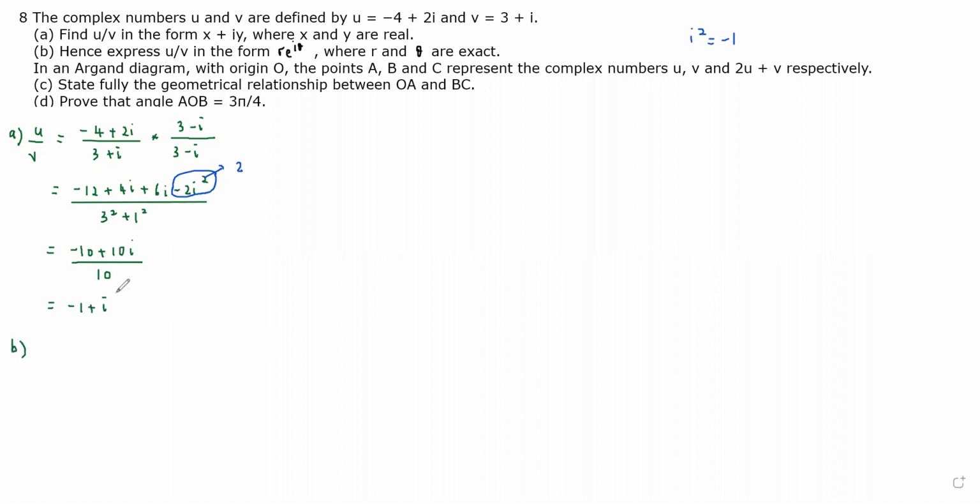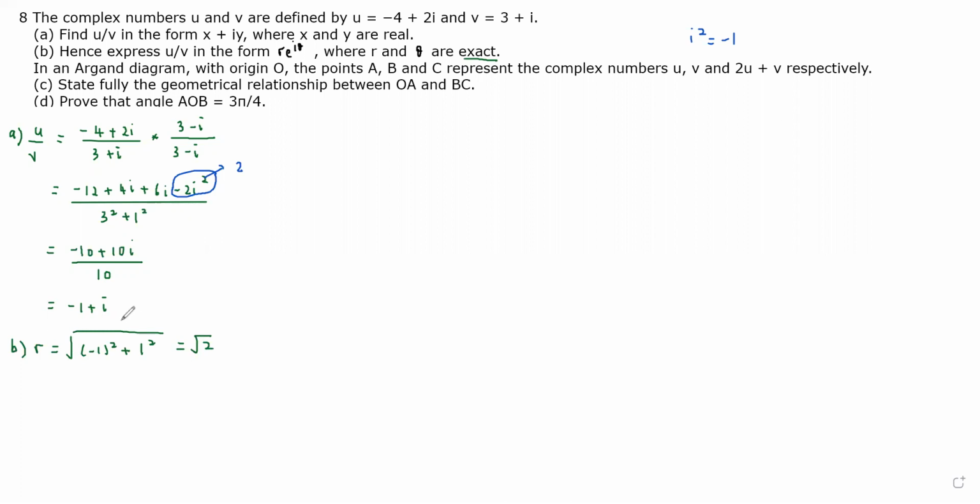Part B, we are to express u over v in the form r e to the i theta, where r and theta are exact. So r is just the length of this -1 + i, the modulus of this, which is the square root of -1 squared plus the coefficient of i, which is 1, and we have r equals square root 2.